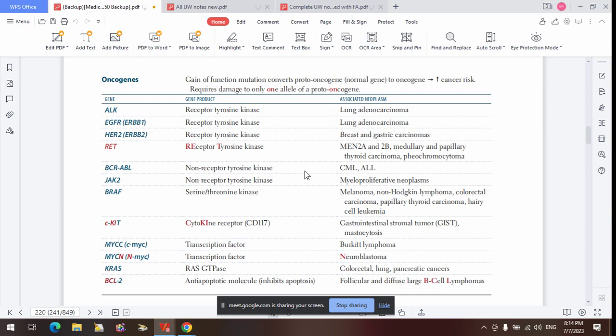It can also be responsible for why ALL, which is acute lymphoblastic leukemia, can develop. So this is going to make sense to us very well when we start doing hematology. But if you can remember it now, it makes a lot of sense. So BCR-ABL rearrangement will form Philadelphia chromosome, and that gene product codes for a protein that has non-receptor tyrosine kinase activity that will lead to uncontrolled proliferation.